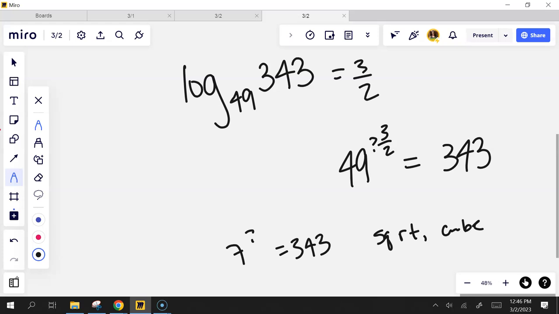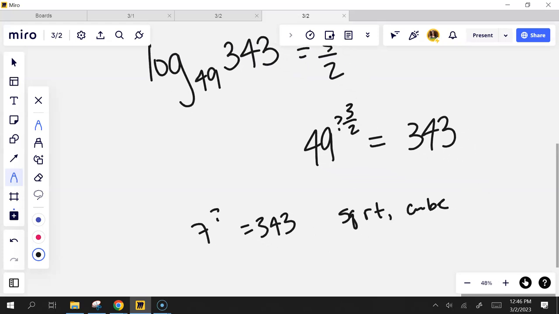The 2 is the root. The bottom number is the root. The top number is the exponent. Okay. That one was tough.